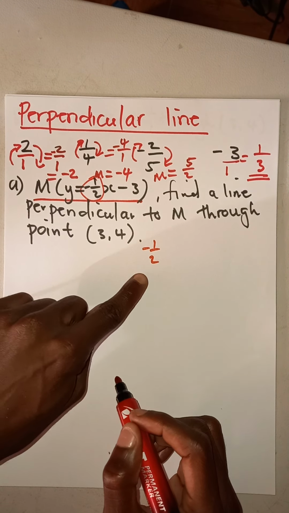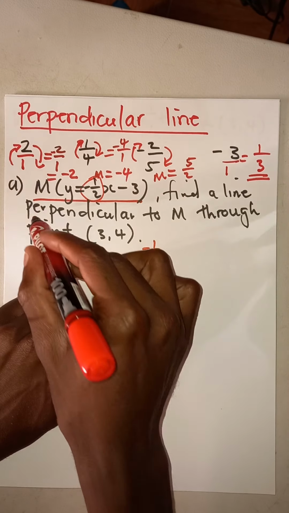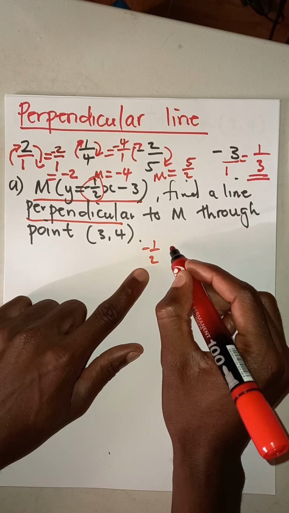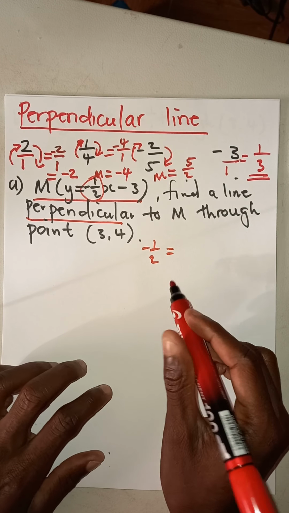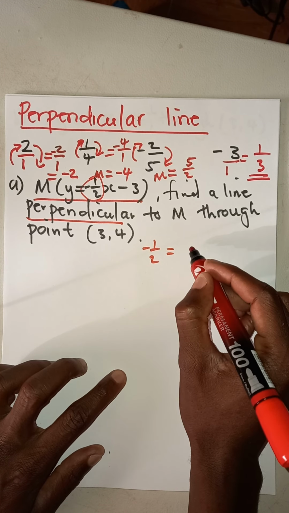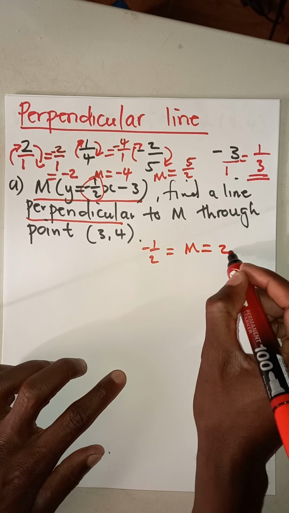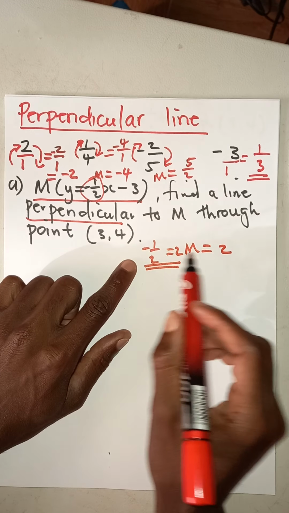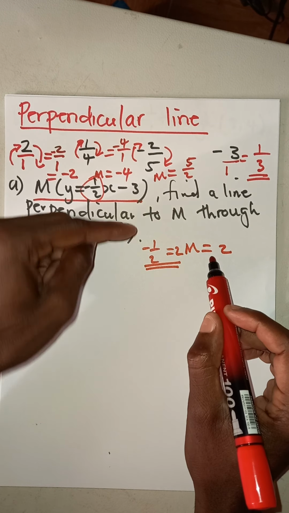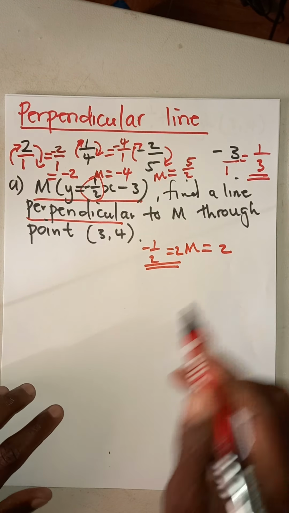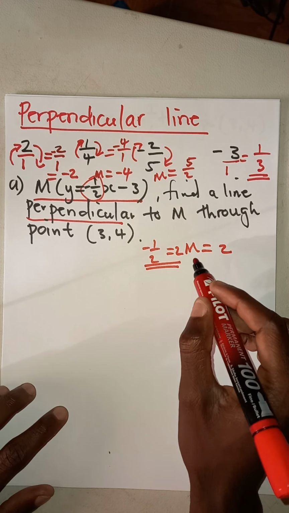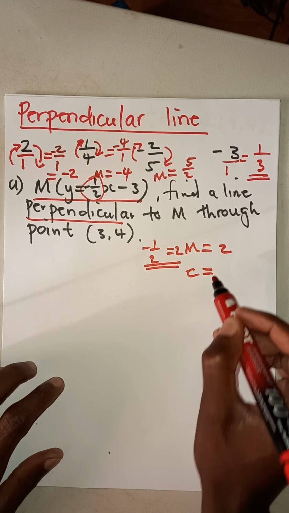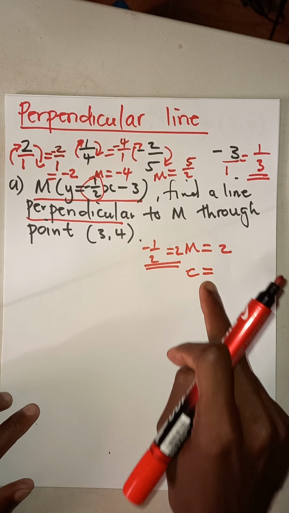Now, what will be the gradient of a line that will be perpendicular to this one? Remember, we flip the sign and then the fraction as well. So which means we are going to have a gradient of 2. Okay, so if we flip it, remember the negative changes to positive, then it will be 2 over 1, which is just equal to 2. So now we have the gradient of the perpendicular line, then we need to find the y-intercept. That is how we write the equation. Get the gradient and the y-intercept.